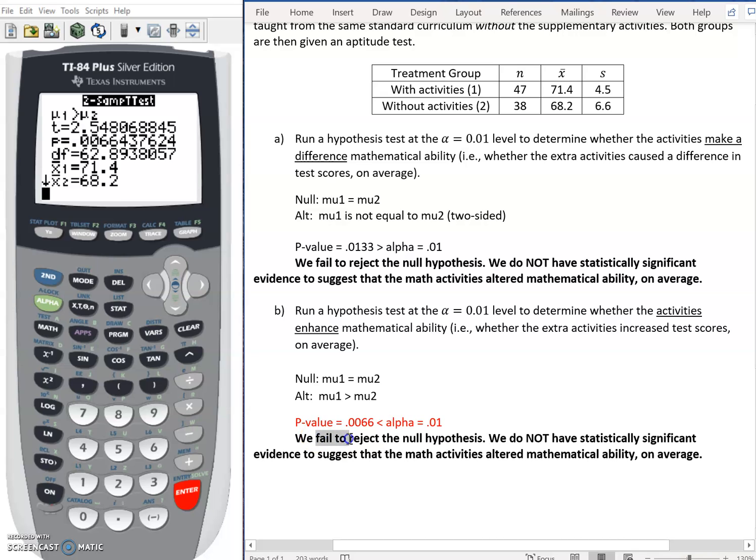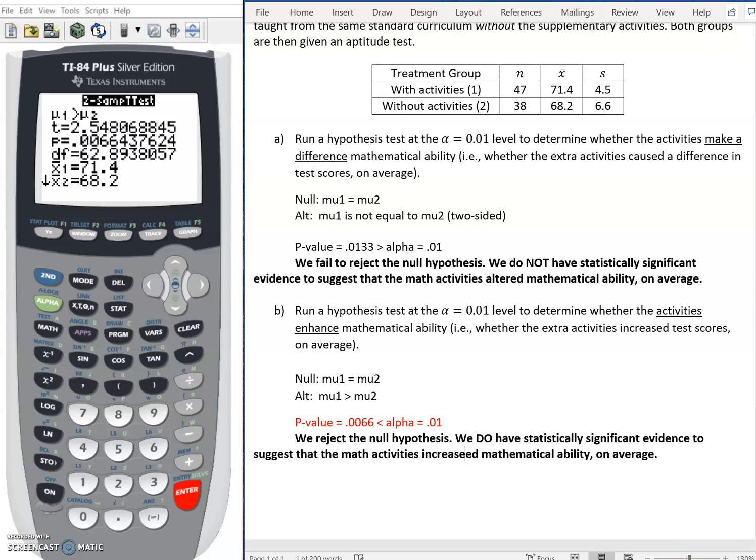So we actually are going to reject the null hypothesis and say we do have statistically significant evidence of something. What is that something? Well, it's whatever the alternative is. So we do have statistically significant evidence to suggest that the math activities increased math ability on average. Right, and again, this is as measured by this aptitude test. So rejecting, right, we do reject is another way to say that. So we do have statistically significant evidence. Same thing, we do not reject, or we fail to reject. We do not have statistically significant evidence. So those two should kind of be in line.